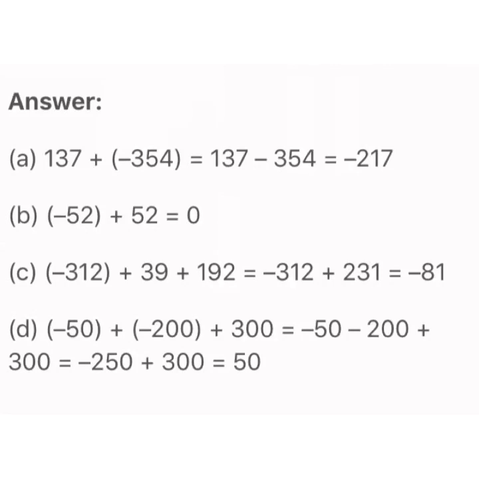Now the last one of this question, minus 50 plus minus 200 plus 300. Children, here first we will open the brackets: minus 50 minus 200 plus 300. So first we will add the negative integers, that is minus 50 minus 200. The answer is minus 250. Okay, because both the integers are negative, we have added, but the answer will be negative only. So minus 250 plus 300, the answer is 50 because the positive integer here is greater than the negative integer.